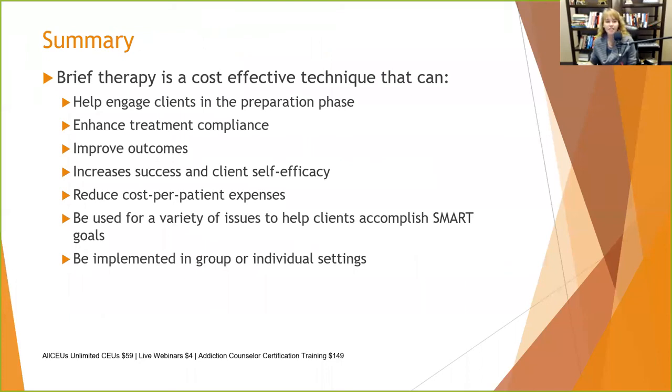Brief therapy is a cost-effective technique that can help engage clients in the preparation phase. Not great for pre-contemplation. If they don't think they've got a problem, brief therapy is not going to do a lot. But once they get to preparation, they're starting to think about making a change. It's like getting ready to go on a vacation. If you think of therapy as your vacation, preparation is making the travel arrangements and packing your bags. So brief therapy can help there. It enhances treatment compliance, improves outcomes, increases success and client efficacy, reduces cost per patient expenses, because you're seeing them 10 times, not 30 times.